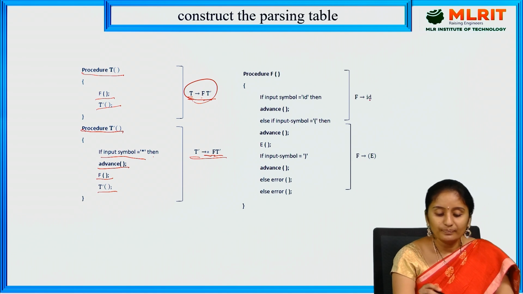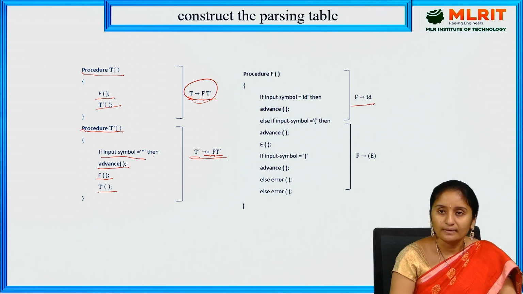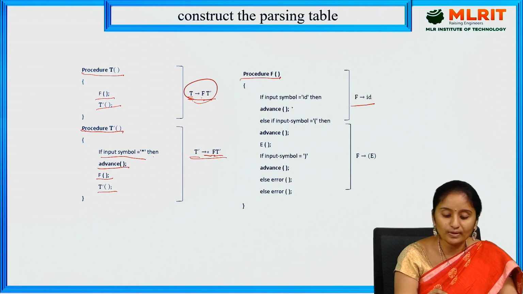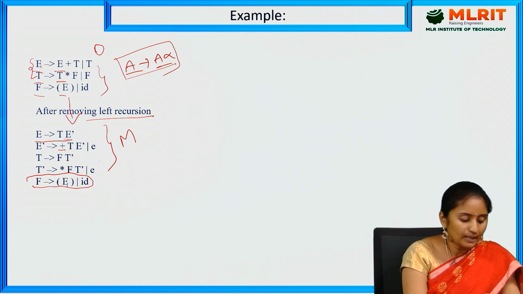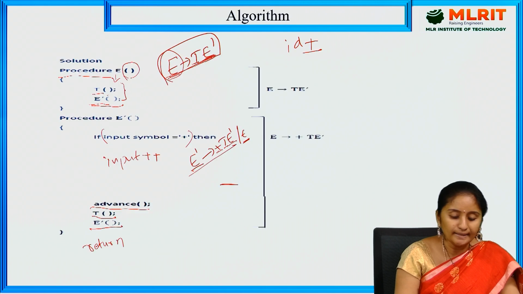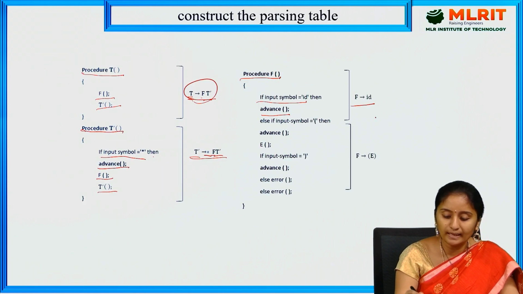The next one: F produces ID. So procedure of F: if input symbol is equal to ID, then advance. Else, what am I going to write? Actually, this is nothing but what I have here. The grammar is F produces open-close bracket E, or ID. So this is a single statement. First I have written ID: if input symbol is equal to ID, then advance.